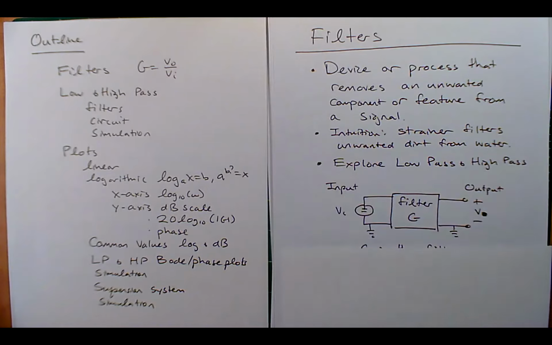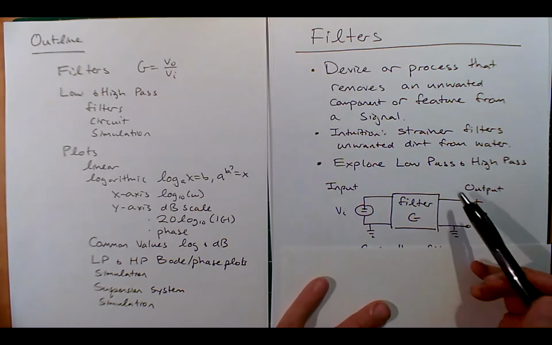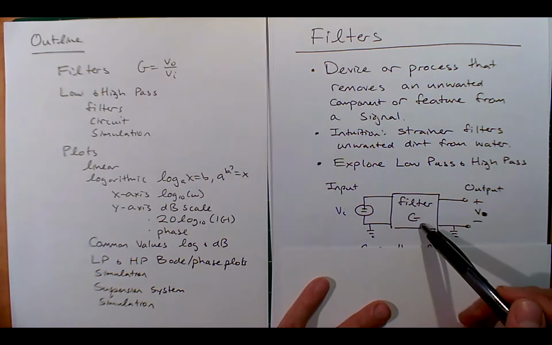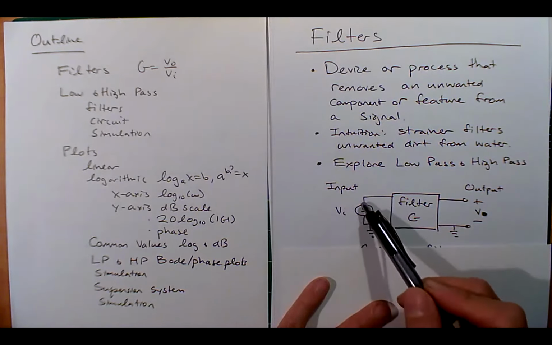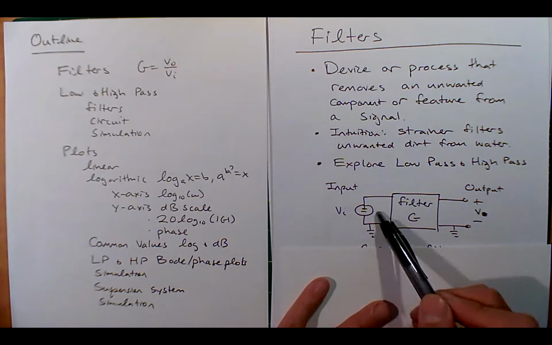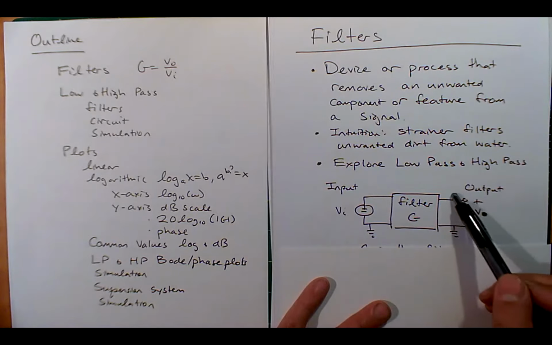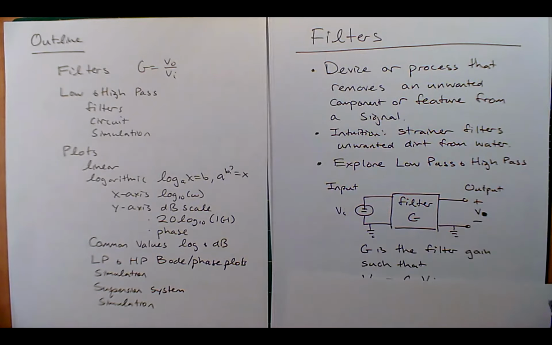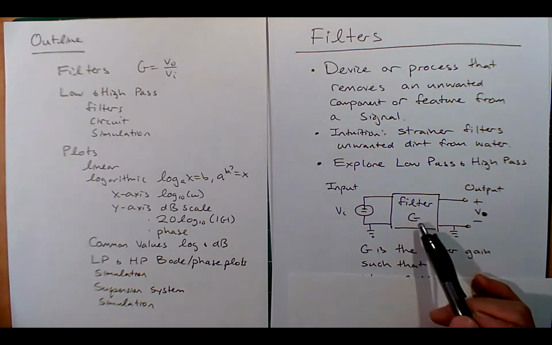And so here's the idea of a filter. You have some black box. Maybe you do, maybe you don't know what's going on inside. You have some input that you do have control over, V_I, and you have some output, okay? And so let's say this is like a multimeter or oscilloscope measurement, all right? And we have some gain on this filter.